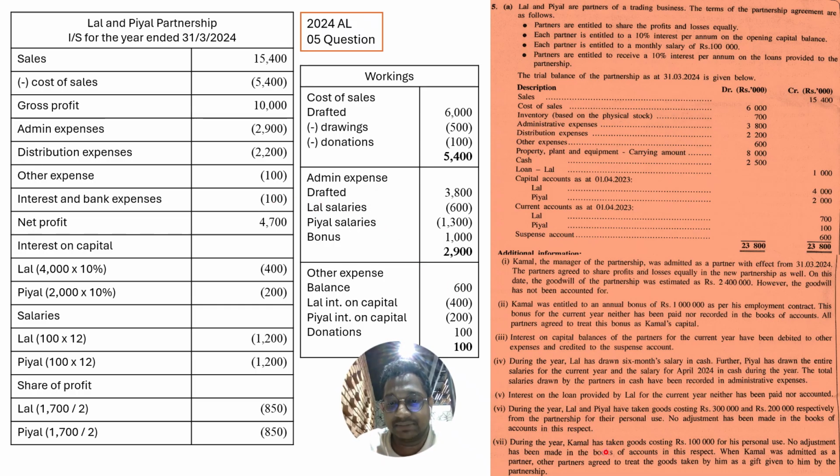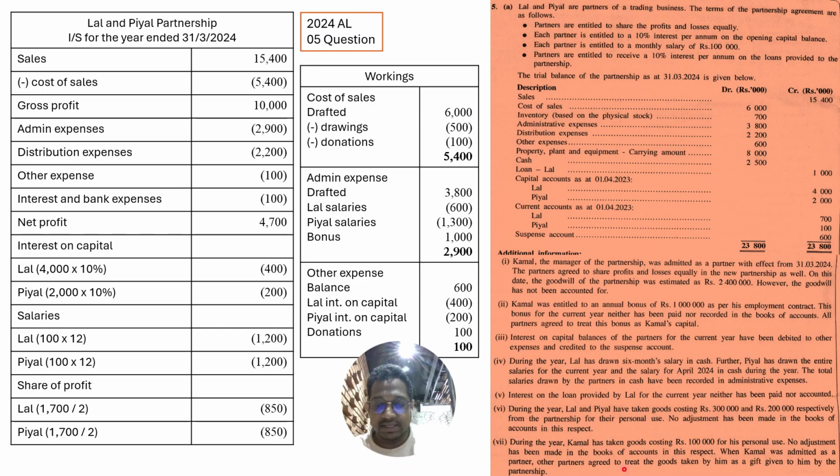During the year, Lal and Pierre have taken goods costing 300 and 200 respectively from the partnership, and it should be debited to the current account as drawings, and they recorded it in cost of sales without recording that. So from your cost of sales, those goods drawings you should minus, because when you're doing the goods drawings, you should minus from the cost of sales, right?